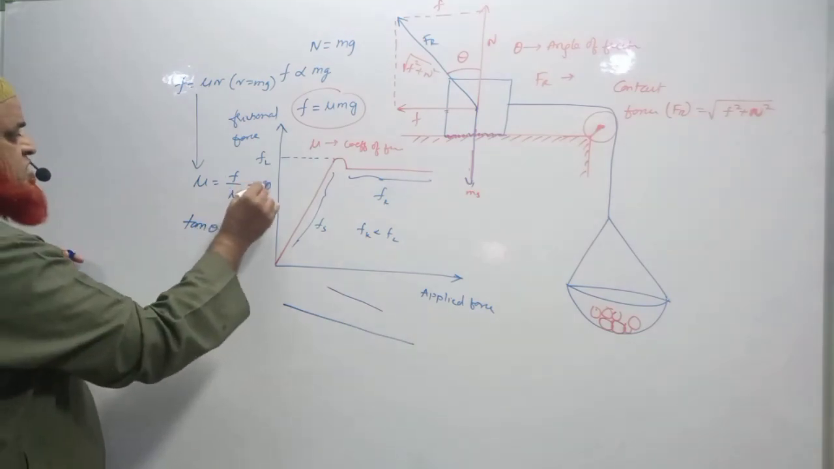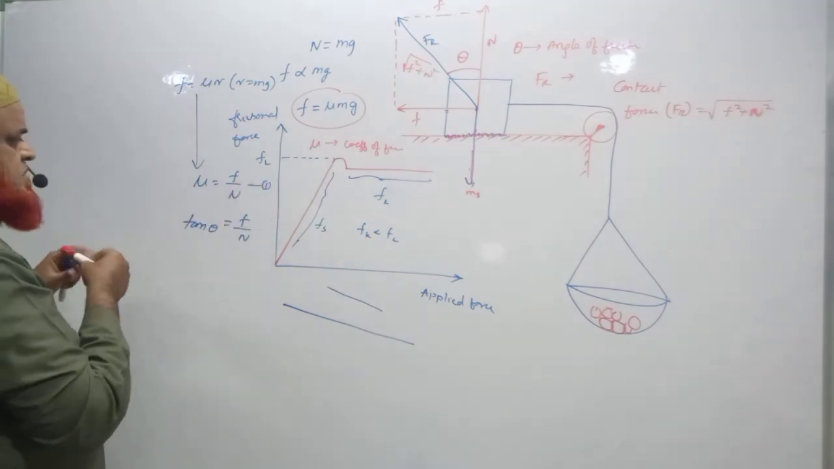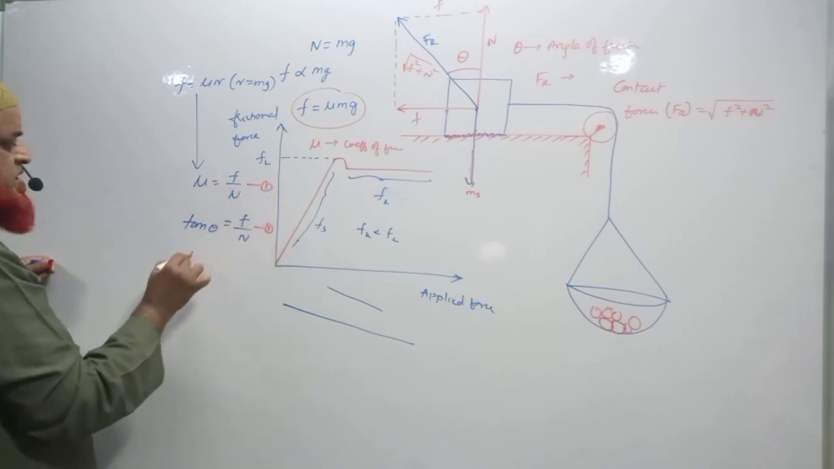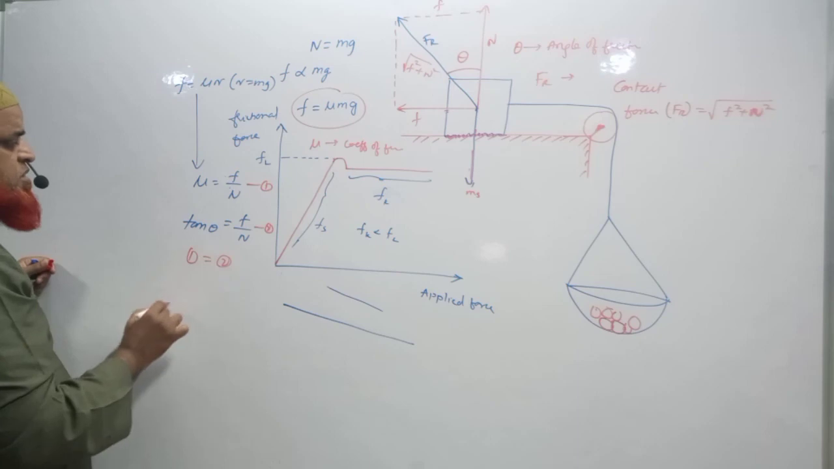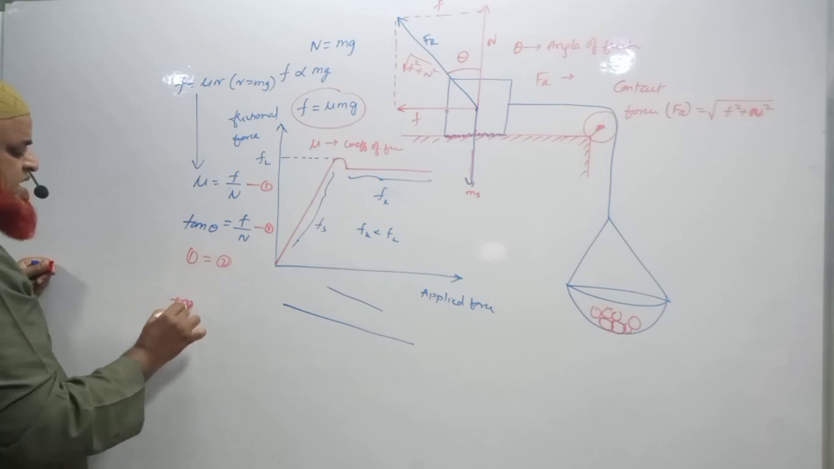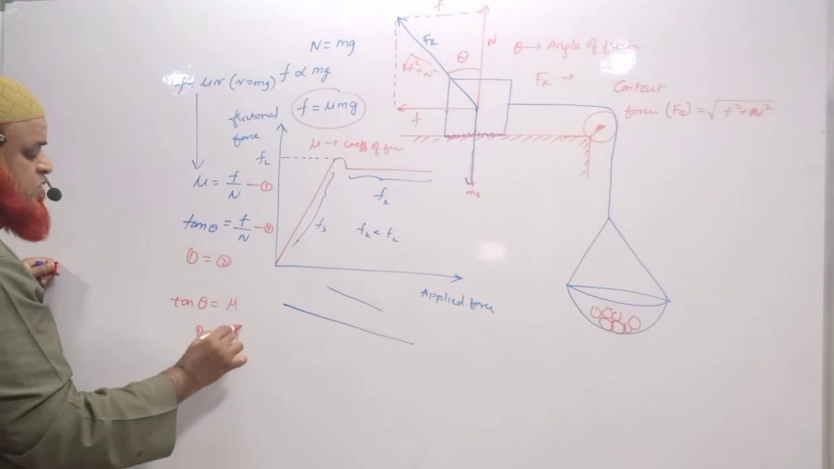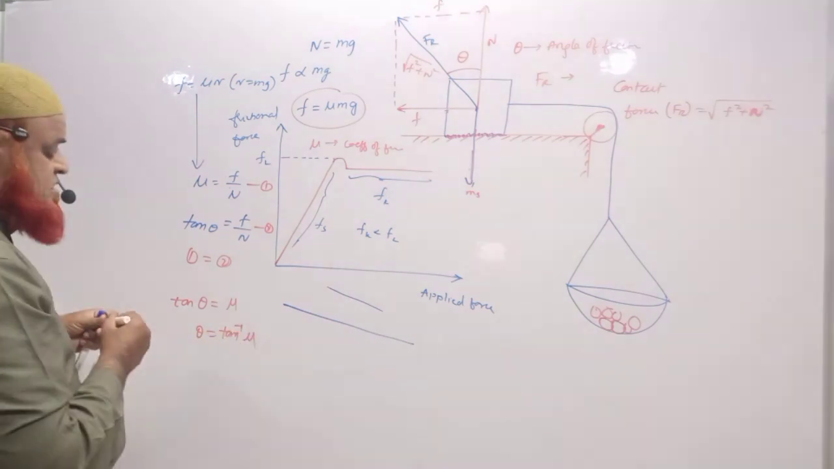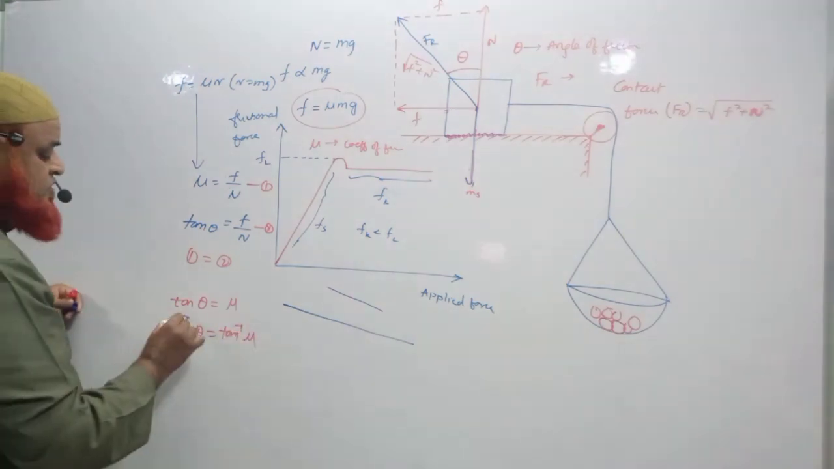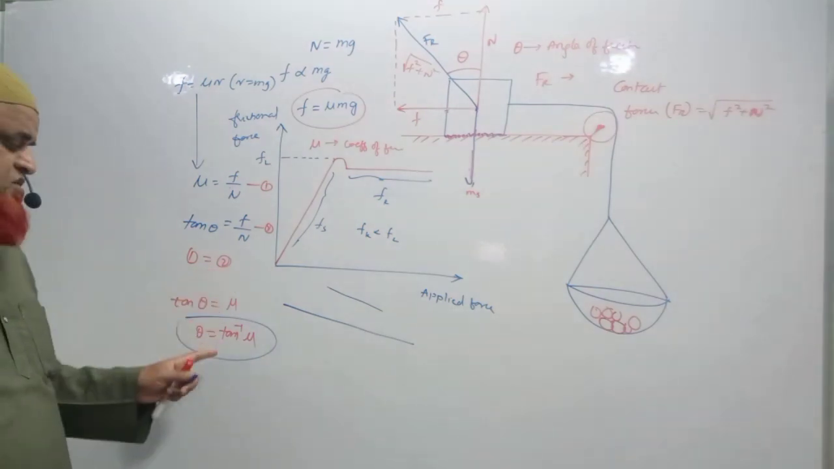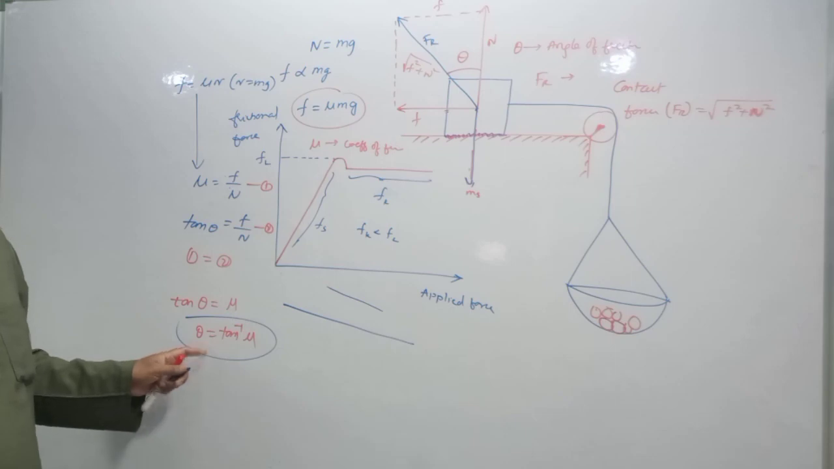I will take this as equation number 1 and this as equation number 2. Anyhow, 1 is equal to 2. Therefore, I will write tan theta is equal to mu. Theta is equal to tan inverse of mu. This is what we call the angle of friction. Understood? Okay.